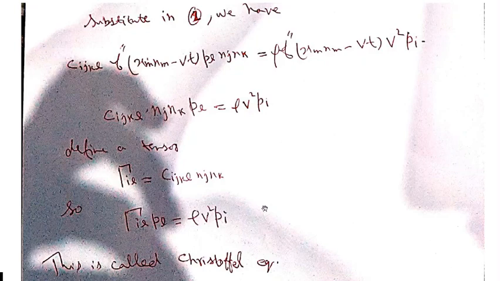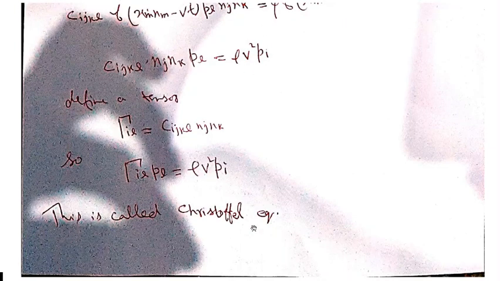Now this is your exercise: to prove that this is a tensor, and that it satisfies the transformation law of a second order tensor. Now you have to prove it. Now when you use this, you will have gamma_il p_l equals rho v square p_i, and this equation is called the Christoffel equation. This is the Christoffel equation.